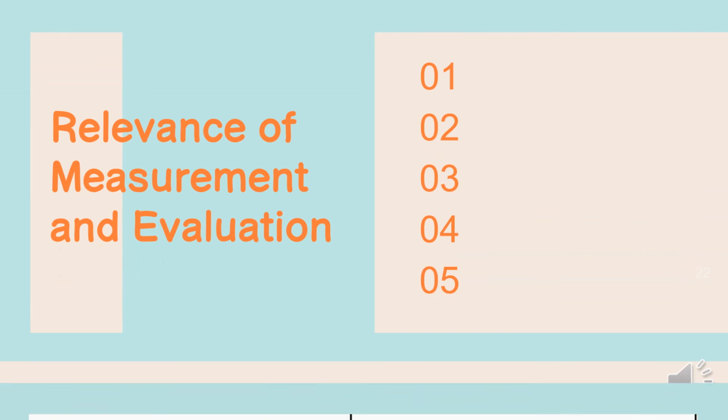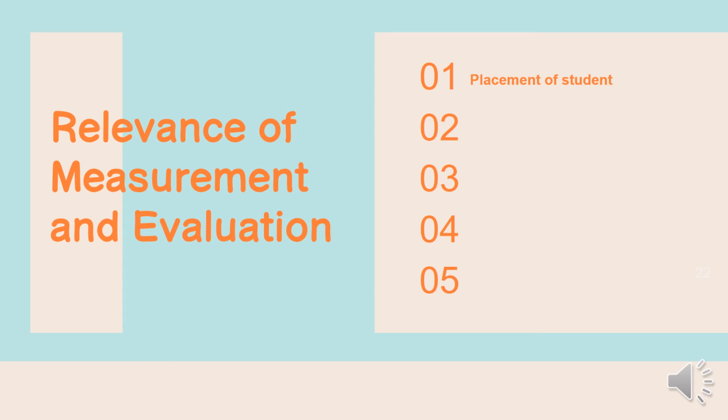Now to move forward, measurement and evaluation both are used for assessing the internal qualities like the IQ, aptitude, attitude, and intelligence of students. There are also other relevance of measurement and evaluation, such as the placement of students, which involves bringing students appropriately in the learning sequence, and classification or streaming of students according to ability or subjects.